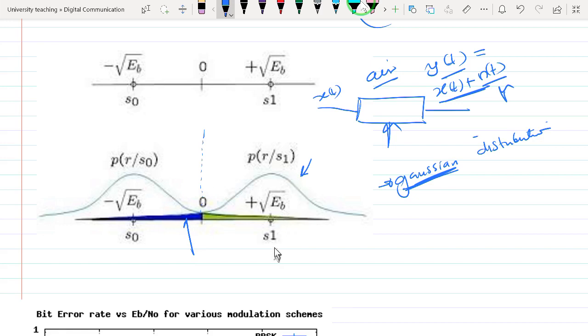So, for instance, if you had sent symbol 1, and some of the error causes this signal to be detected as symbol 0, then this portion of those errors are going to be said to be very significant, and these are the ones that are going to cause our signal to be received in error, and those are the ones that constitute the bit error. And that is why we say the probability of receiving this symbol 1 as symbol 0 is our bit error rate.